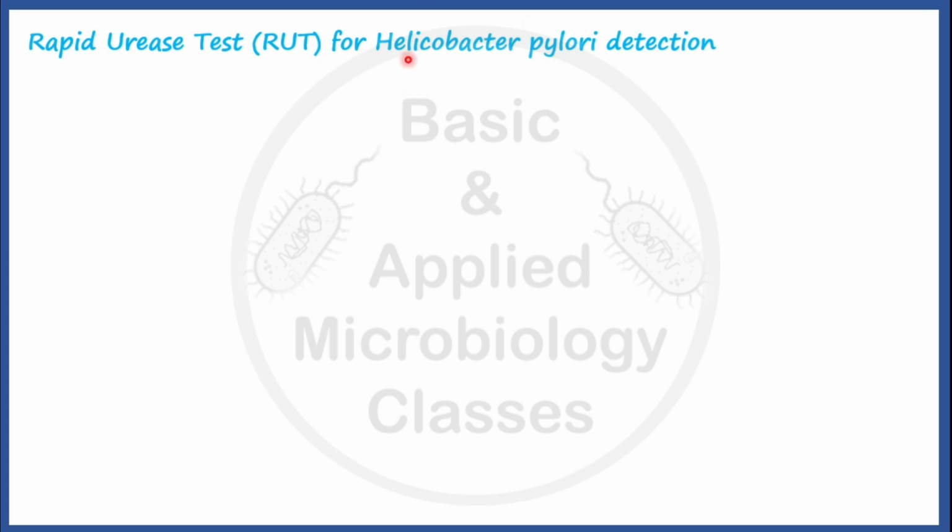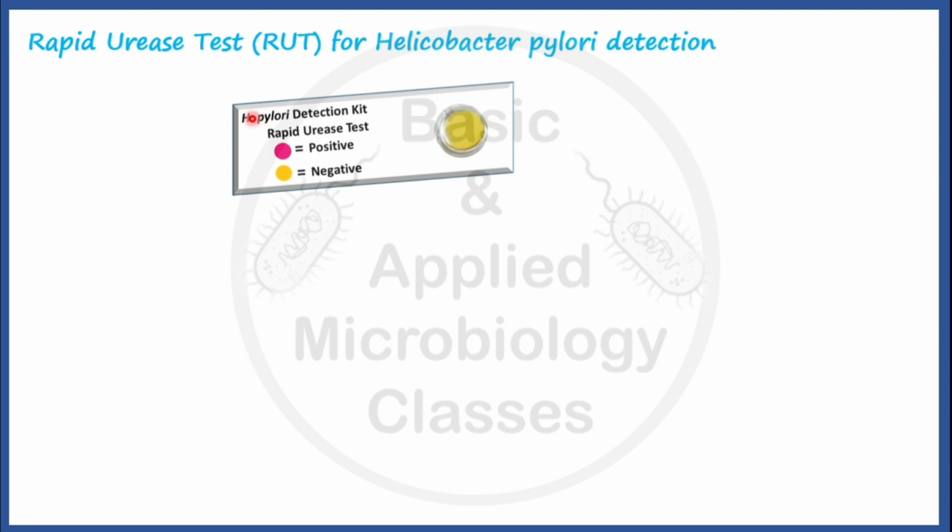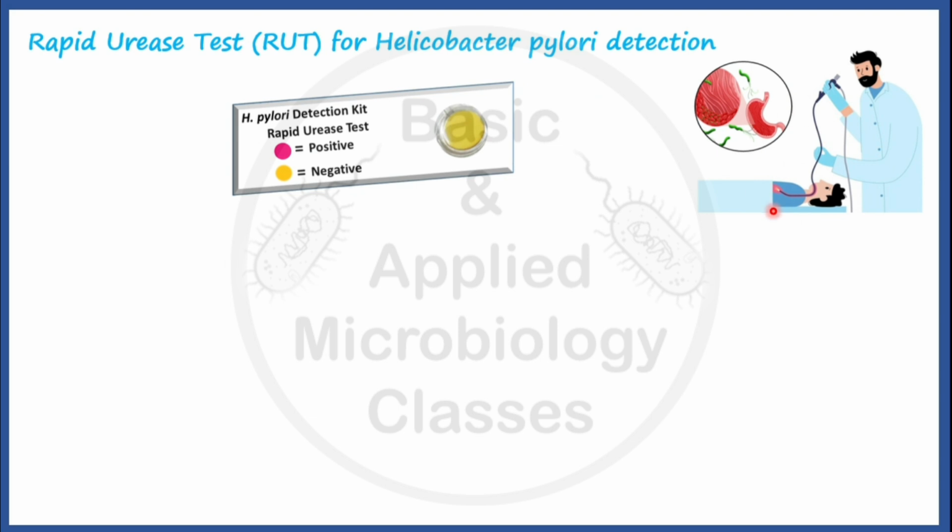Now you should know that Helicobacter pylori is a bacteria which is known to cause what? Peptic ulcer disease. And for rapid checking of this bacteria, we perform what? Urease test. Why? Because this bacteria is capable of producing urease. So rapid urease test kits are available in the market, which help us to detect what? Helicobacter pylori. In what kind of samples? In the samples obtained from endoscopy.